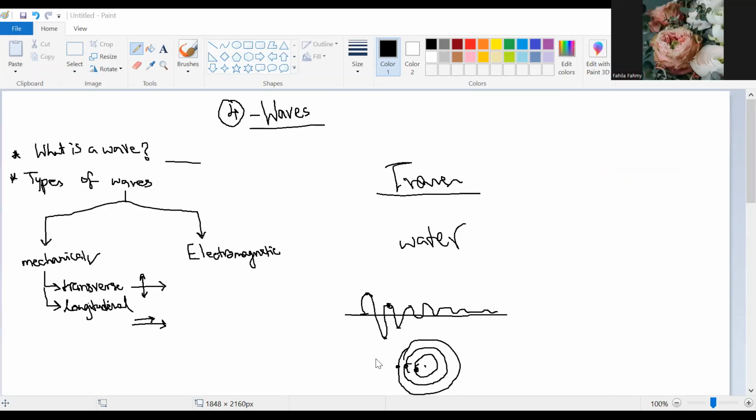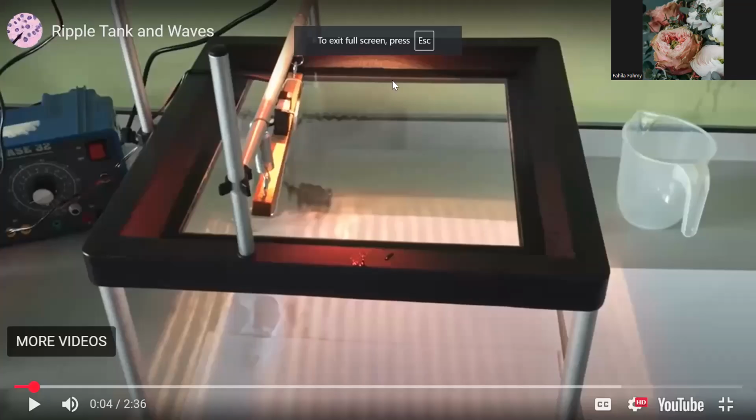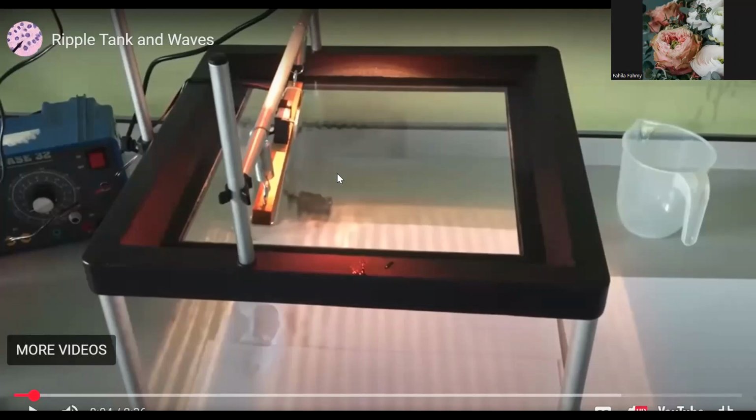Okay, can you see this screen? This is what we call a ripple tank, right? What is being done here is, you have a tank with a thin layer of water, and then there is some movement that is going to take place, a disturbance to create a wave in water.